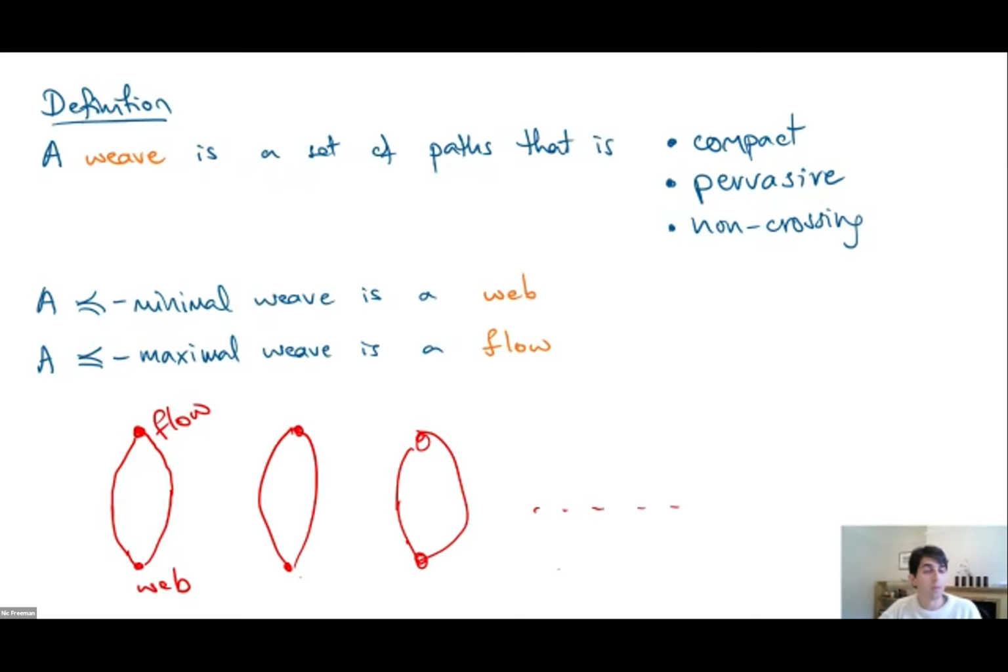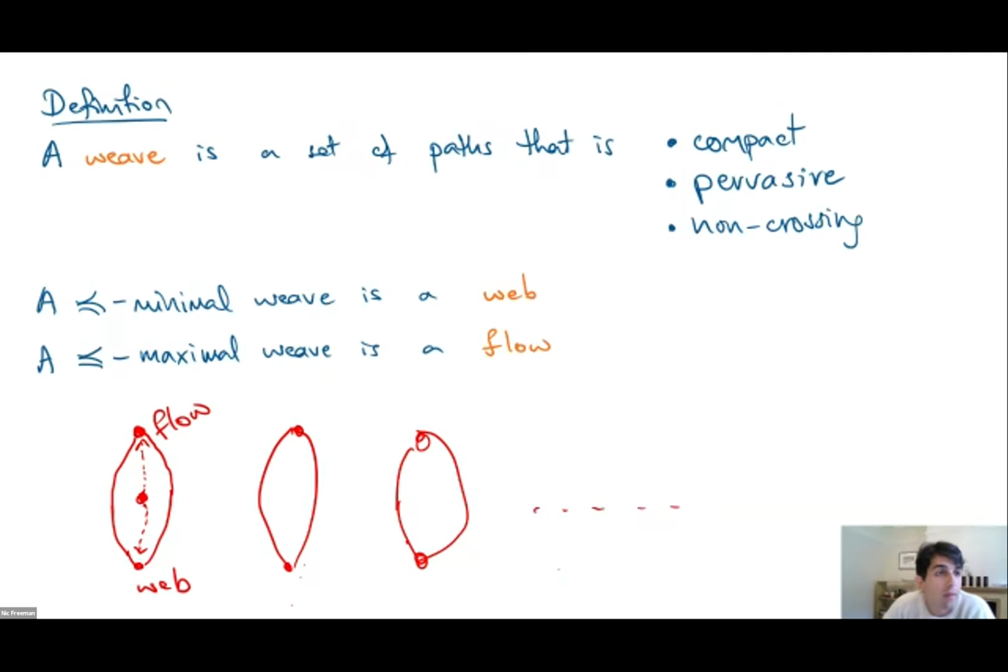Now, extremal points are the sort of things that ought to be fixed points in fixed point theorems. And there is an operation which takes a weave, an object in the middle here, and maps it in a quite explicit way to the associated flow, and maps it to the associated web using a different operation. So in lack of creativity, I'm going to call the operation that does this downwards arrow web, and the operation that does this upwards arrow flow. I'm not going to quite have time to tell you what they are, but it turns out that the webs and the flows are precisely the fixed points of this operation.